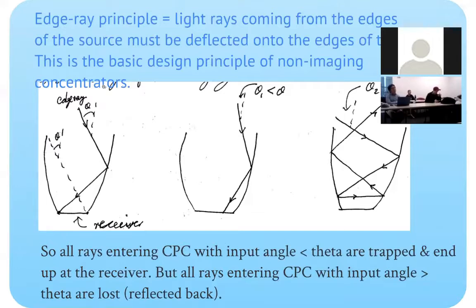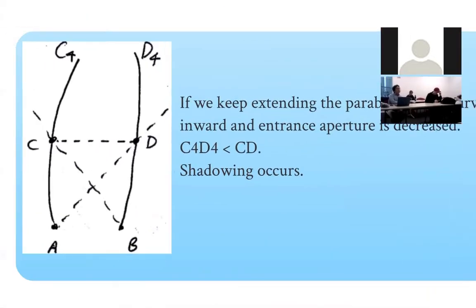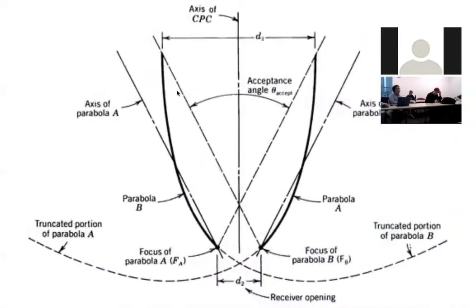So let's think about what this means again. The rays coming from the edges of a source must be deflected onto the edges of the receiver. It can be reflected, refracted, there are many ways to do this, but let's just call it deflected for now. This is what a CPC does. It takes this ray, which is an edge ray, this ray right here, and it deflects it to the edge of the receiver.